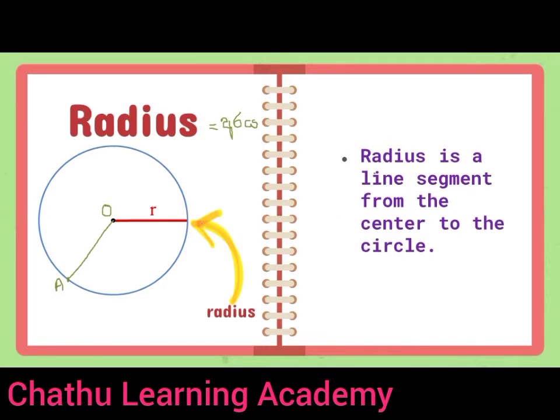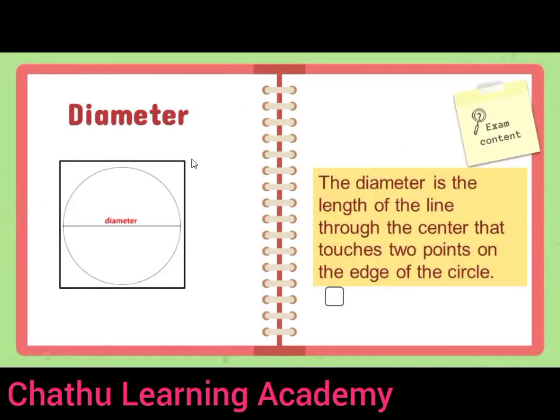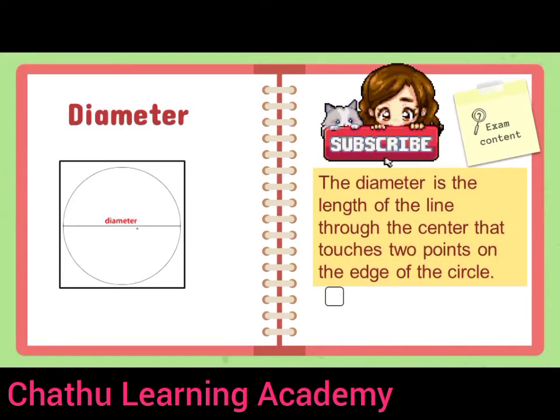We can define radius as the line segment from the center to the circle. The next special feature is diameter. The diameter is the length of the line through the center that touches 2 points on the edge of the circle. That line should go through the center point. This is the center point. And it should touch the 2 points on the circle. Then this is 2 times a radius.